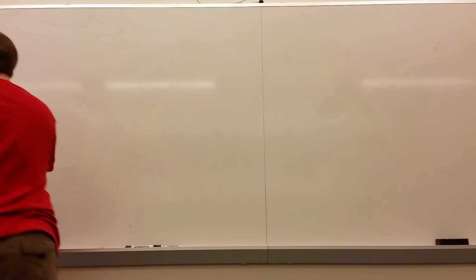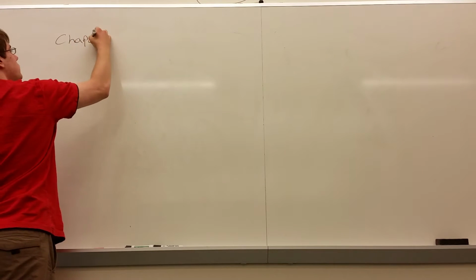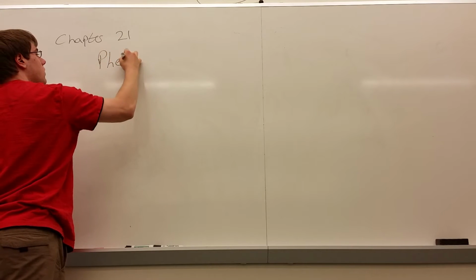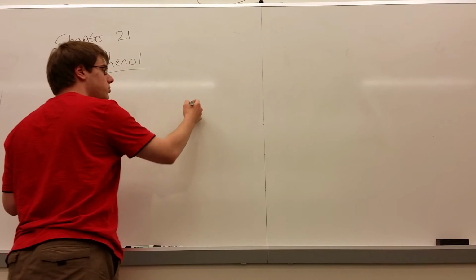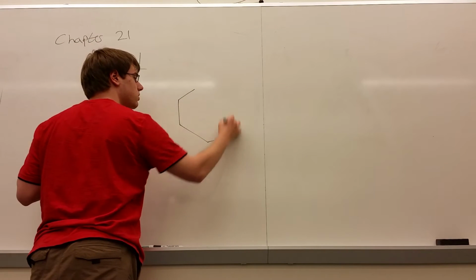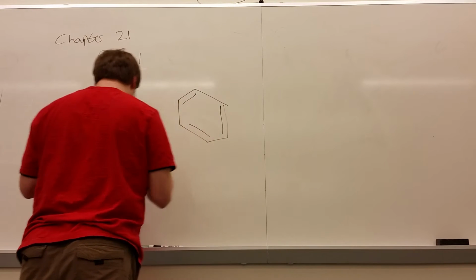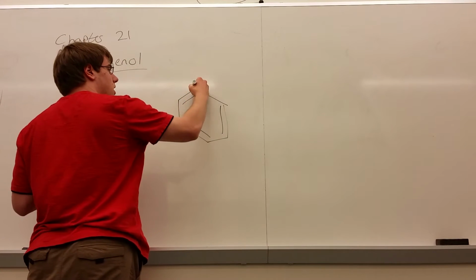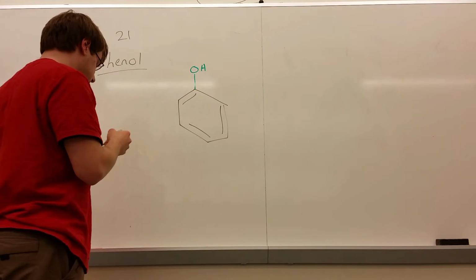Alright, now we're on to chapter 21. And to start with chapter 21, we're going to talk about phenols. So first of all, what is a phenol? Well, the phen part refers to a benzene, because we sometimes call benzenes phenyl rings. And the ol part simply refers to an alcohol on that benzene. So a phenol is just a benzene with an alcohol on it.